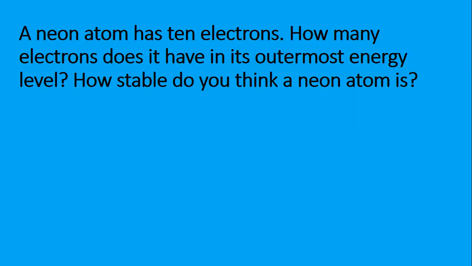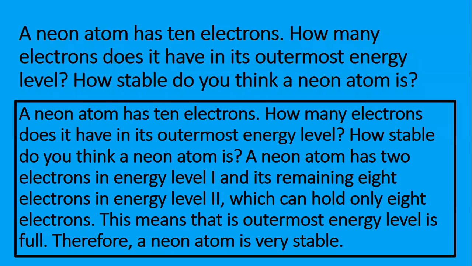And we're back. So, how many are in the outermost energy level? And do we think neon is stable? Well, the fact of the matter is, because the first energy level has 2 electrons, and the second energy level could have up to 8, 2 plus 8 equals 10. So neon has 10 electrons. 2 are in the first level, 8 in the second level, which can only hold 8. That means the outermost energy level is full. Therefore, a neon atom is very, very stable.